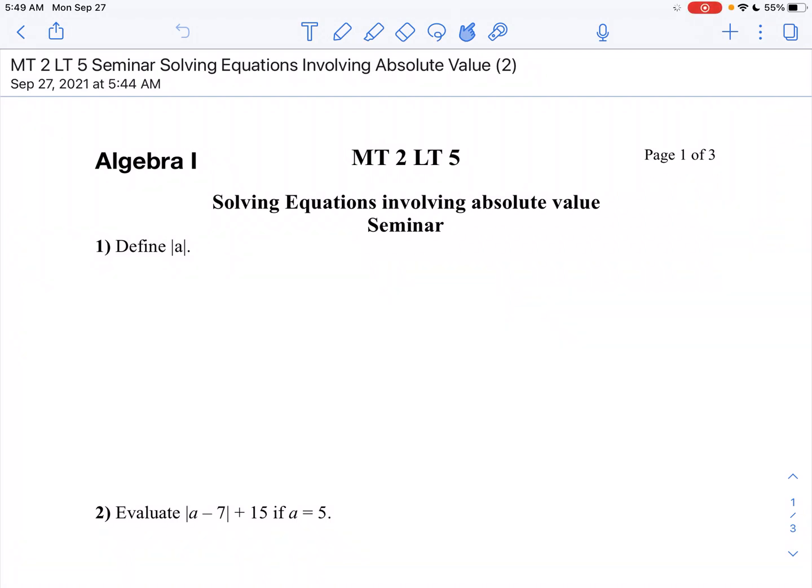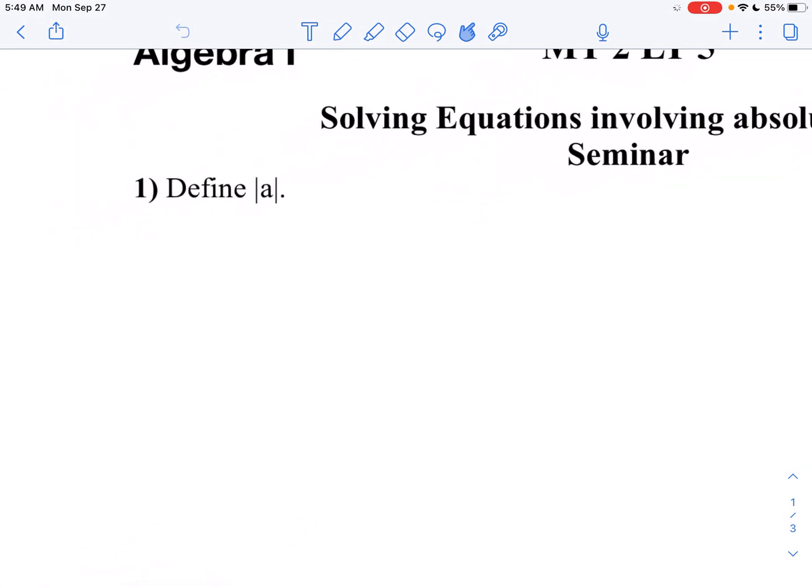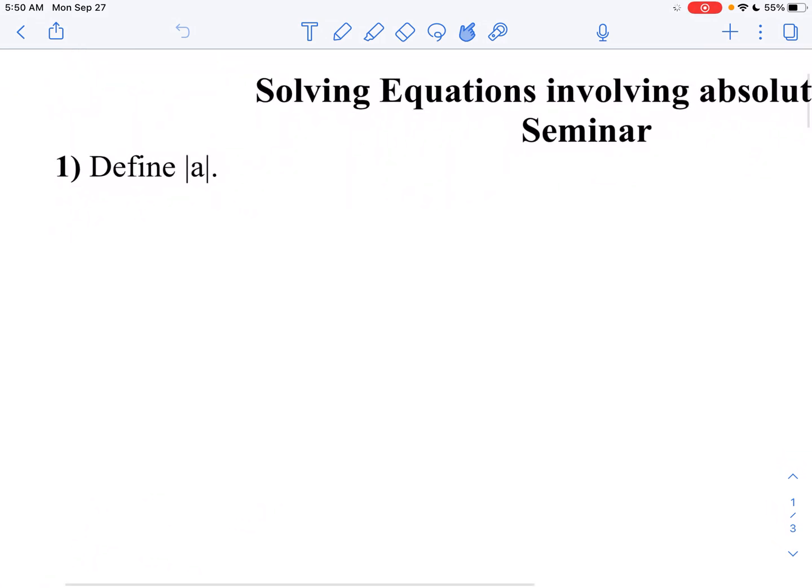Hello, in this lesson, I want you to evaluate absolute value expressions, and I want you to solve absolute value equations. First off, let's define what we mean by absolute value. Absolute value, you might remember from middle school, we were probably told it's positive. Well, that's not quite true.